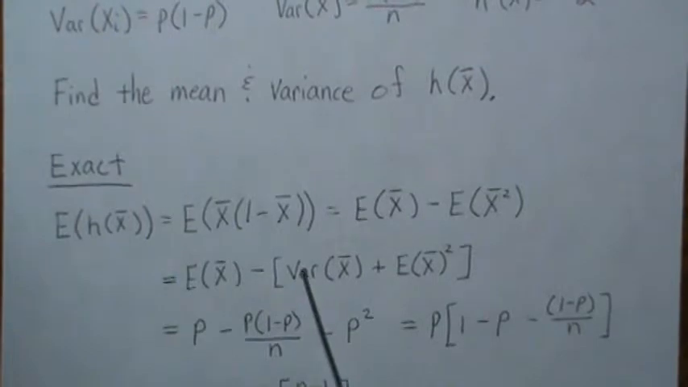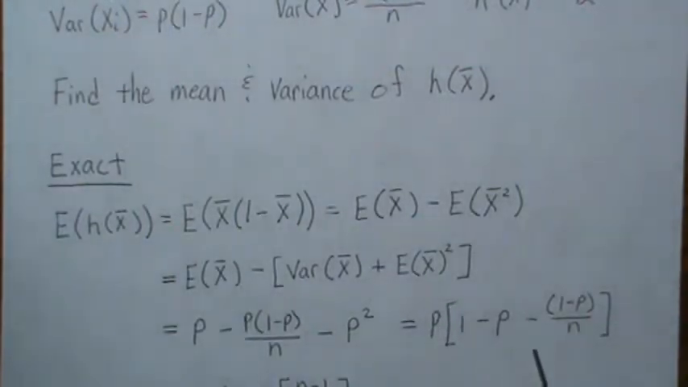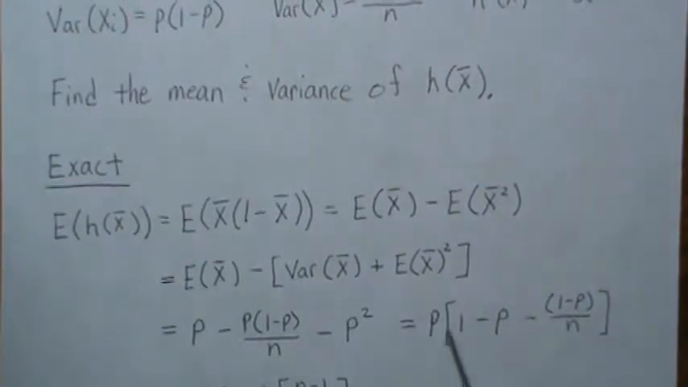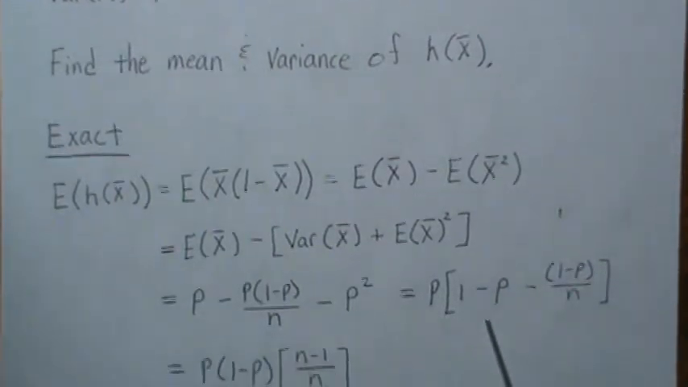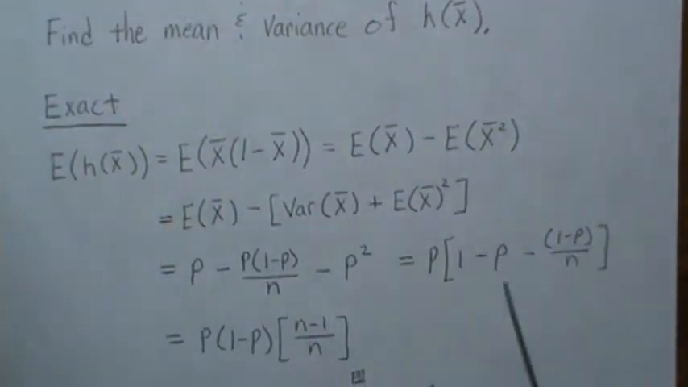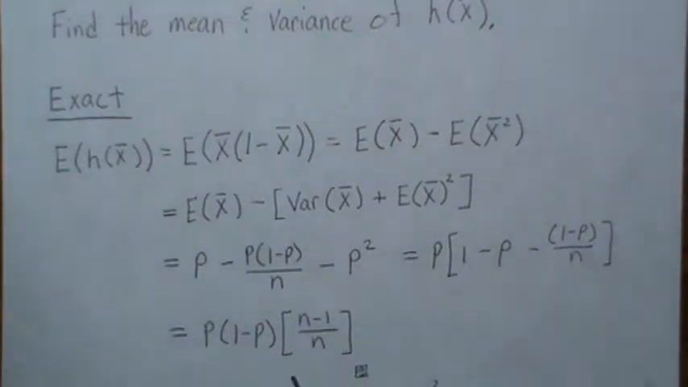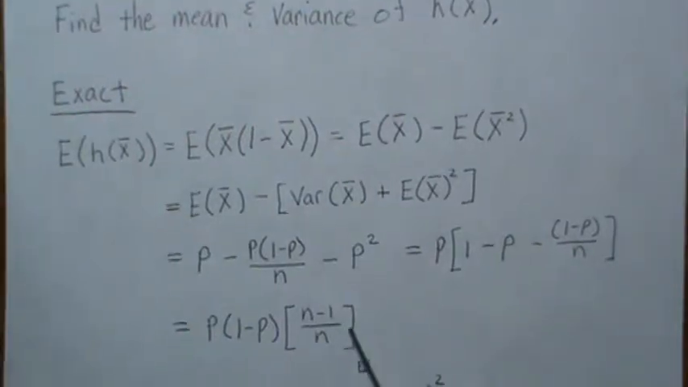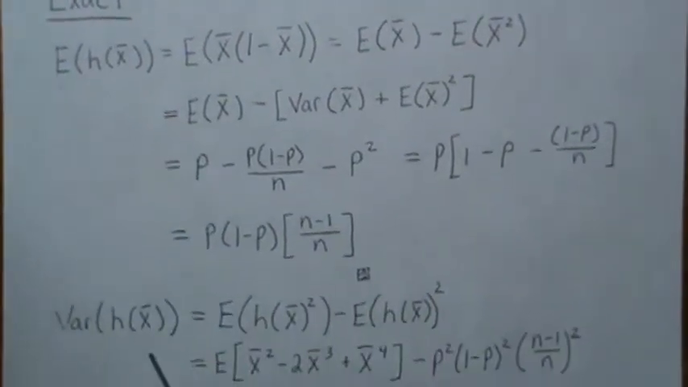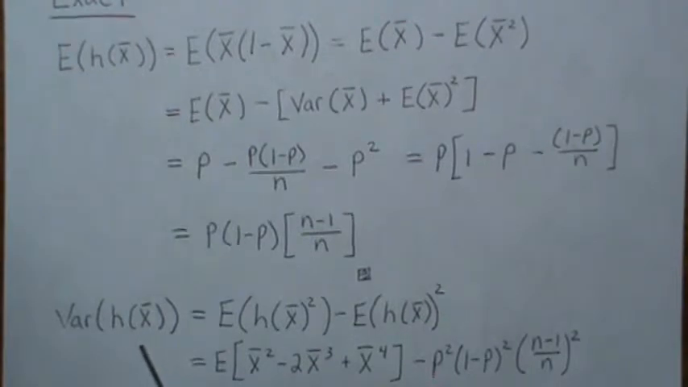So we can plug them in, and then it simplifies to this. I factor out a p here, and then I factor out a 1 minus p, and we get this. There's a note here that let me say it on the next one. Okay, so now let's look at the variance of x bar, or h of x bar.